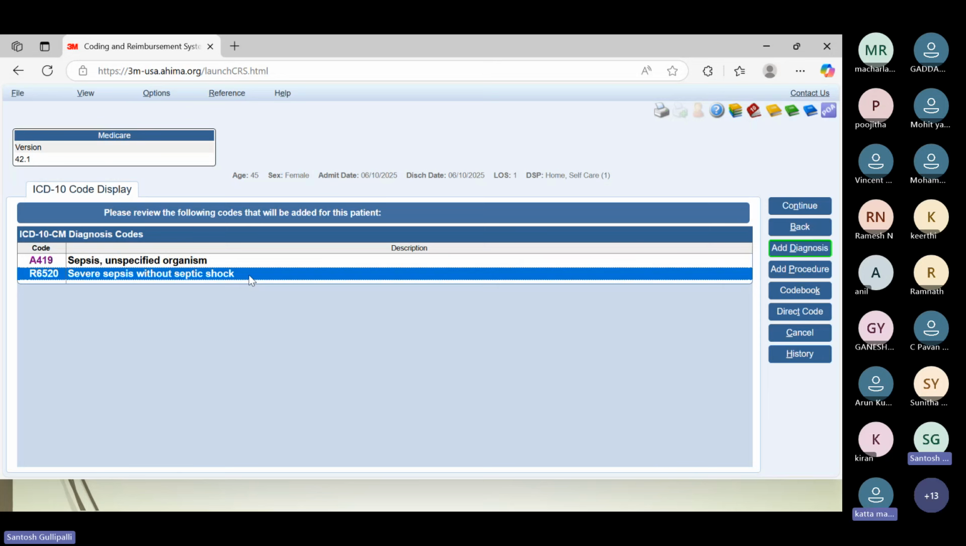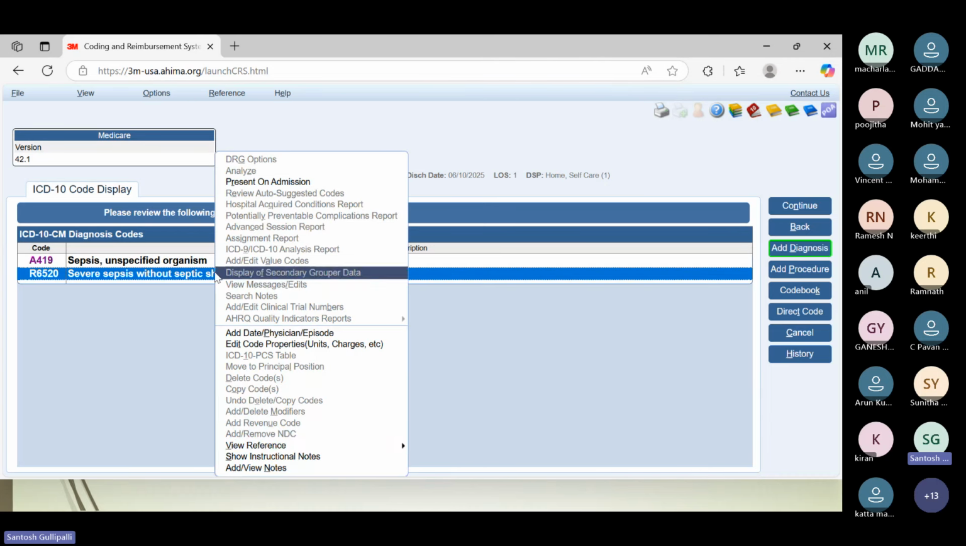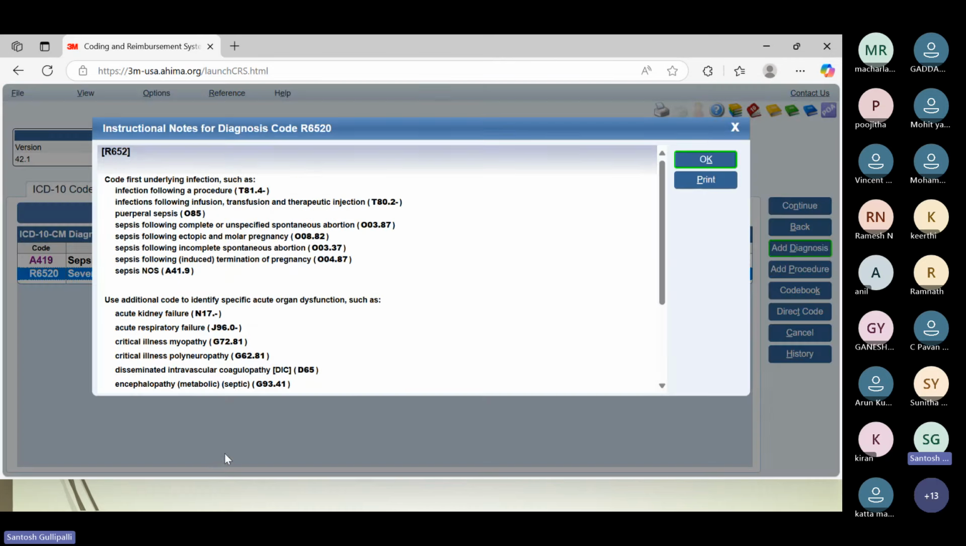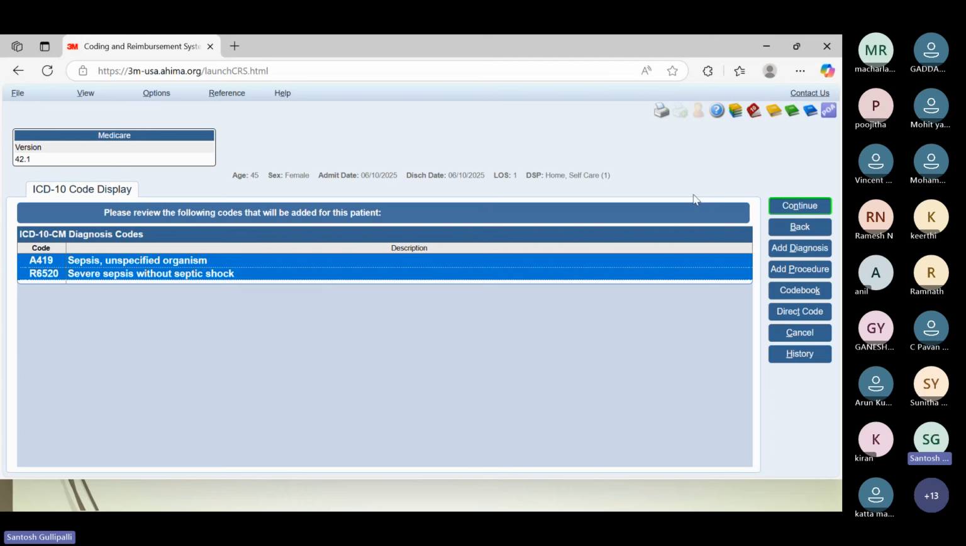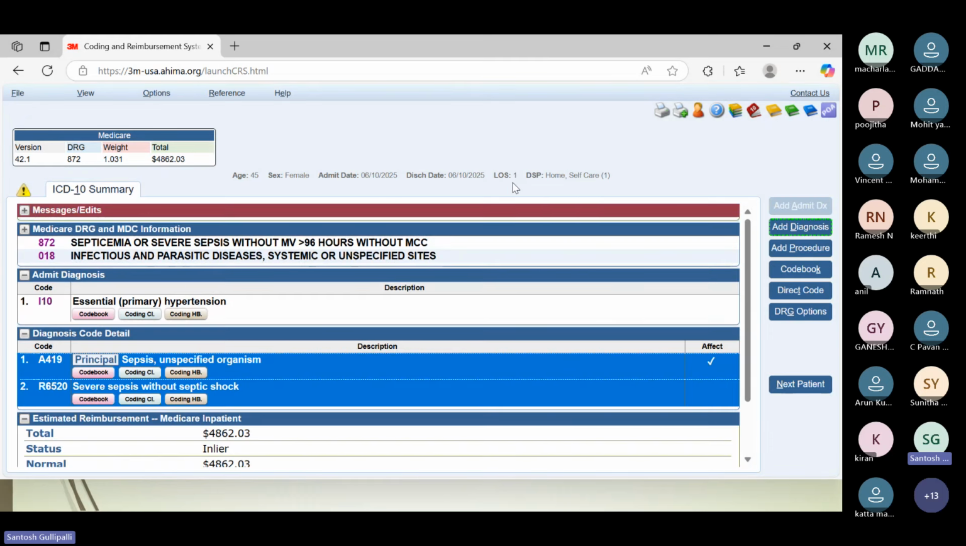You can check in the tabular list. In the tabular list, if any instruction is given as code first, then by default 2 codes are required. So the first code is the principal diagnosis and the second code is the secondary diagnosis. So 1 second, guys. See the variation. So the sequencing is also very important.